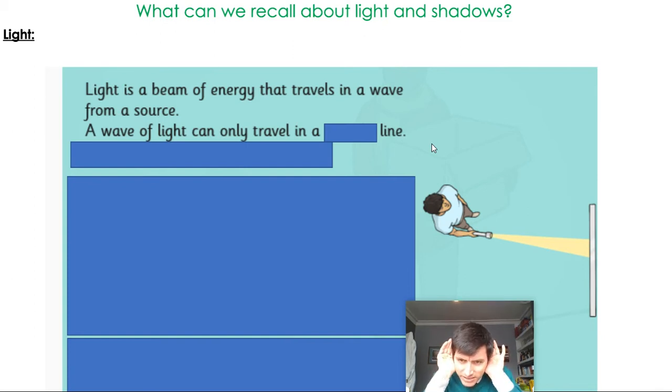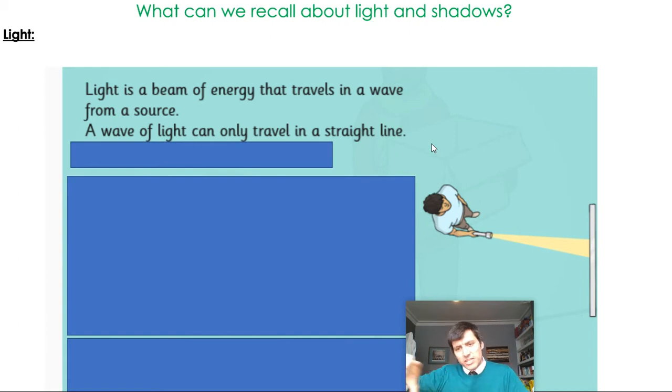Here, wait, need to shout out, Dominic. Yeah, it's a straight line, isn't it? It's a straight line that it can travel in. So well done if you've remembered that. And you can see the gentleman just above my head, in fact, he's just there. He's got his torch in his hand, and his torch is his light source.